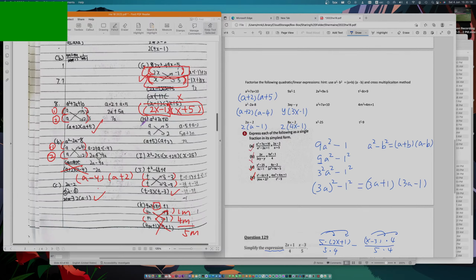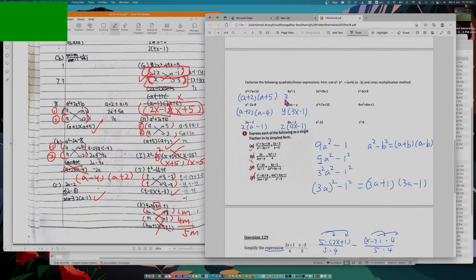This is first bracket. This is second bracket. This is good. This one is wrong. This is not square. 25 is what square? 5? Yes. So you change the 25 to 5 square. Then once you change to 5 square, then you can write x plus 5, x minus 5. Okay? So I just quickly do this here. I will show you what to do later.